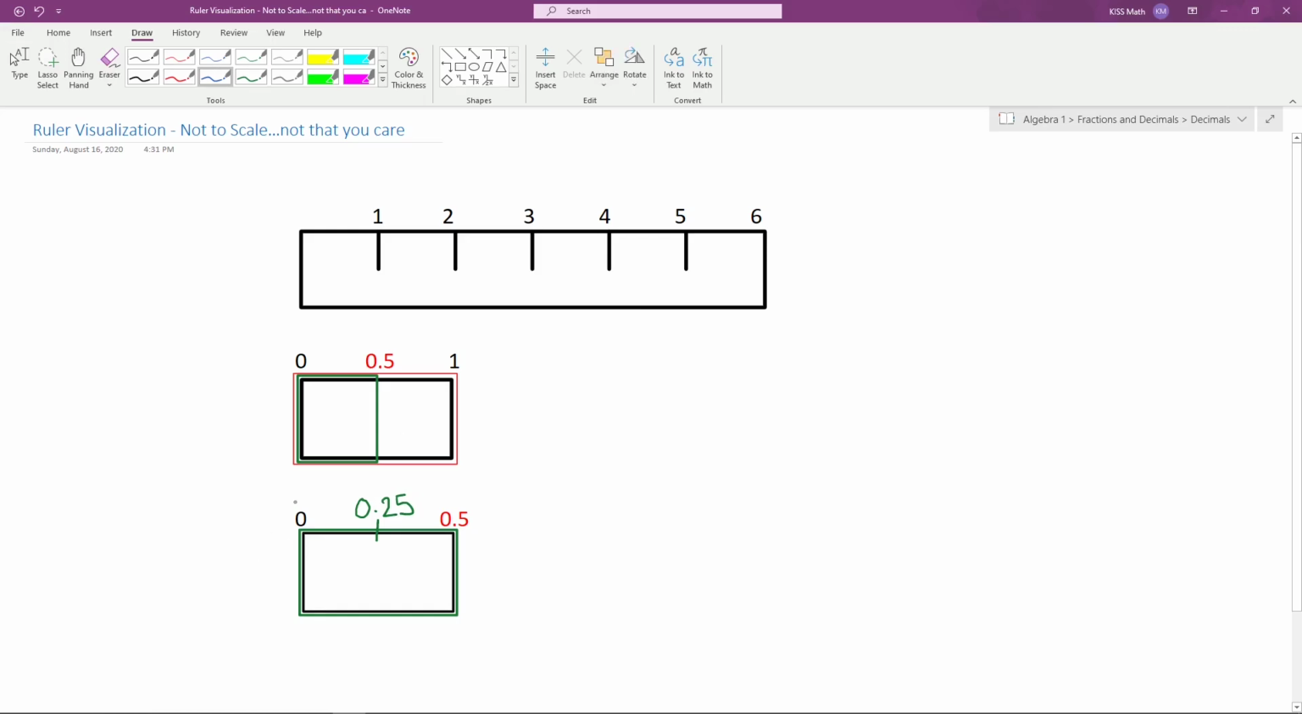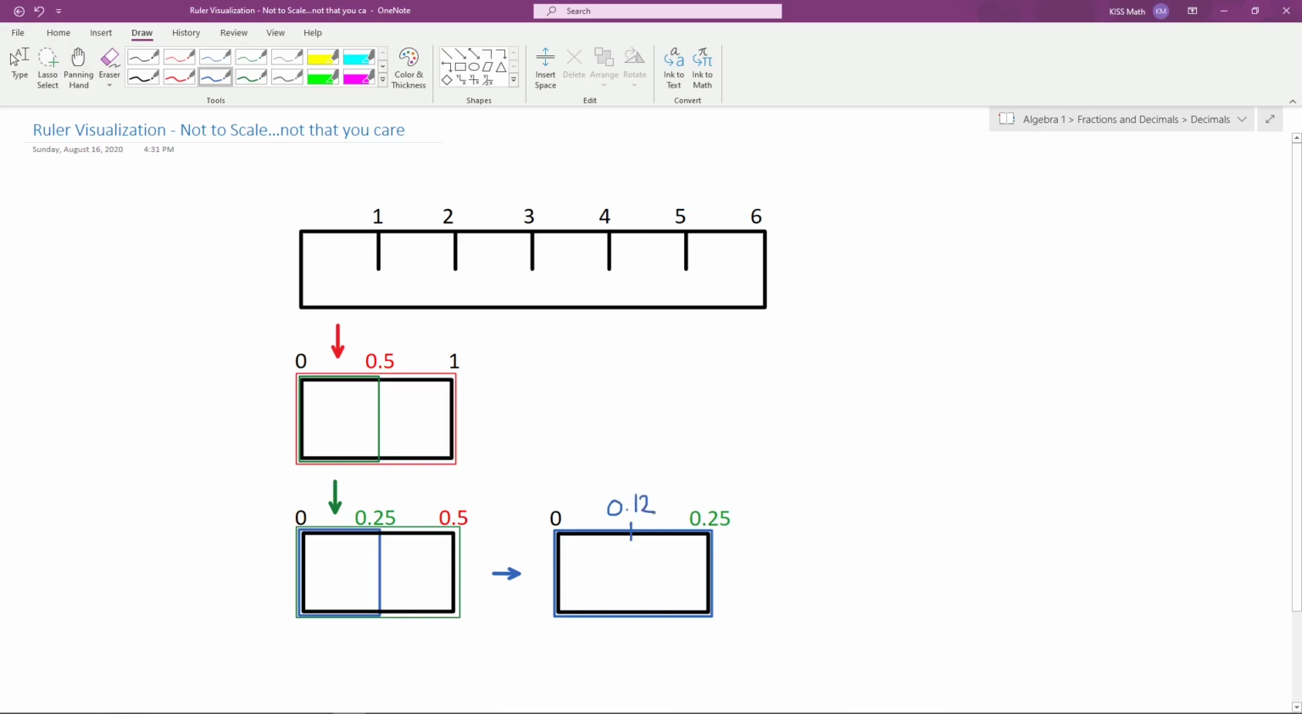Okay, now let's zoom in one last time and look at just this section from 0 to 0.25. So now we're looking at our zoomed in section from 0 to 0.25, and the halfway point again would be 0.125. Notice again we got another digit since we're getting even more precise. And we can keep doing this, but I think you get the point. Now if we were to mark all of these points back on the original ruler, it would look something like this.